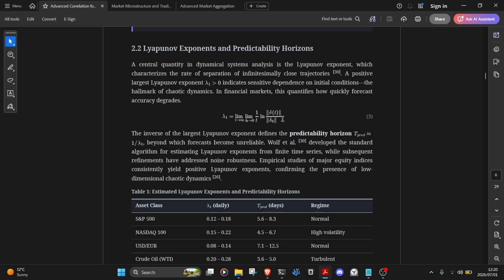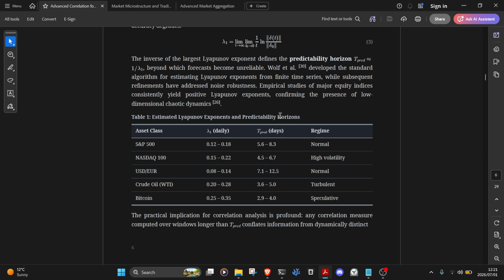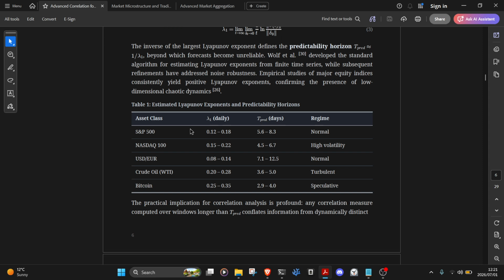Here's a table for some data insights. And the table is essentially a table of estimated Lyapunov exponents and predictability horizons. And we have 4 columns: asset class, lambda sub 1 daily, t sub pred days, and the regime. Right? As you can see, the S&P 500 had a Lyapunov exponent of 0.12 to 0.18 and a predictability horizon of 5.6 to 8.3 days, and the regime was normal, right? So essentially trying to predict what the system is going to do beyond 5.6 to 8.3 days is a test of your luck, to say the least.